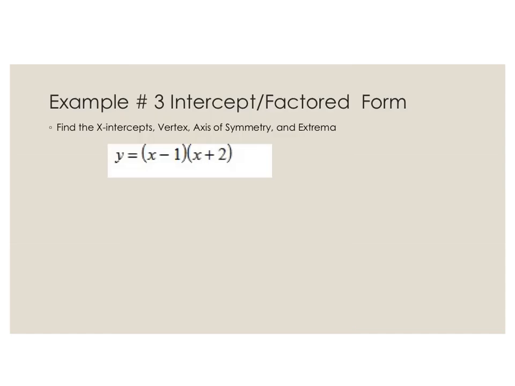Example 3, we're going to go over intercept form, which can also be called factor form. We're going to call it intercept form. Factor form will come up more later. Let's start with the easy stuff, extrema. There's not an A, it's an invisible 1, but it's a +1, so that gives us a minimum.